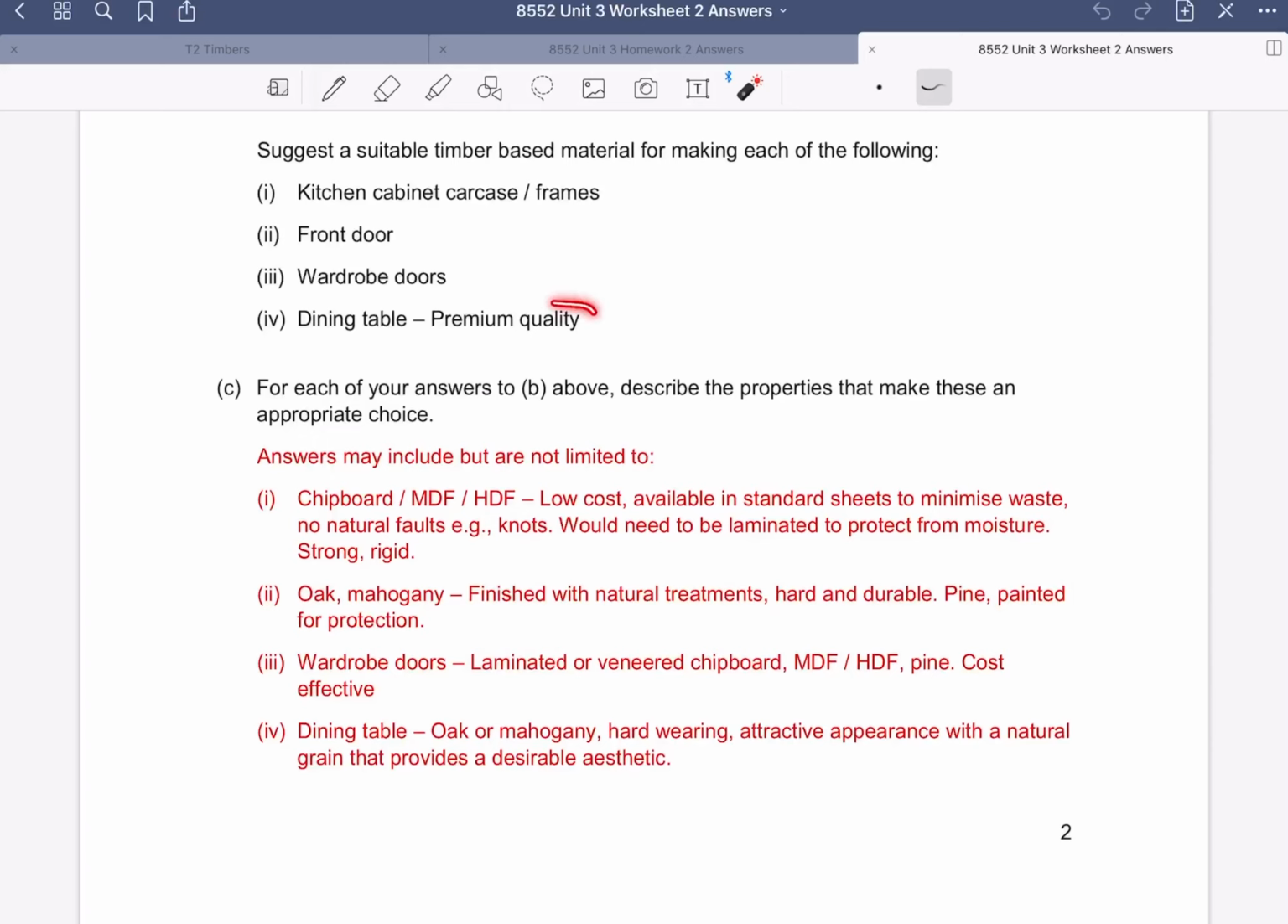Then the last one there, premium quality dining table. So they put that in there to say to you, well, this can't be chipboard and it's probably not going to be a softwood either. So premium quality, we're going to think hardwoods, aren't we? So oak or mahogany, it's going to be hard wearing. It's going to be very attractive generally because of that natural grain structure that it provides, and it has that real nice aesthetic.